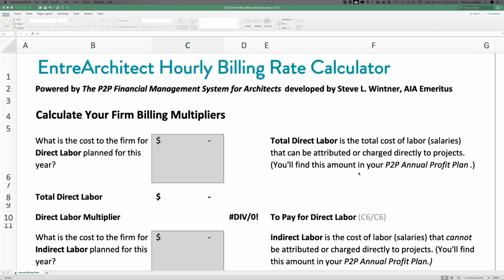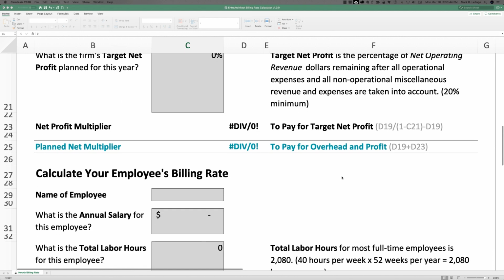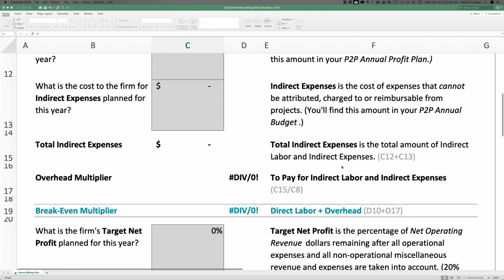This is a section of the overall EntreArchitect Profit Workshop and the EntreArchitect Profit Course, which is coming soon. We pulled out the hourly billing rate process to help you determine your hourly billing rates for your team. There are 2 steps. You have to create some billing multipliers, and we're going to walk through that in the first section. The second section is to calculate your employee's billing rate based on those multipliers. The calculator is going to require some initial information.